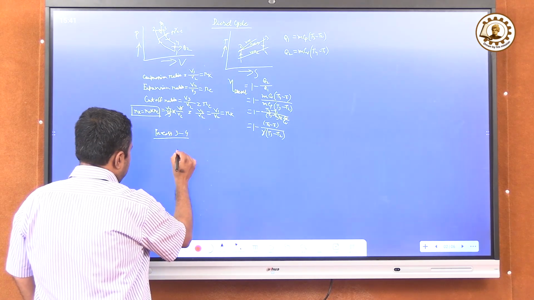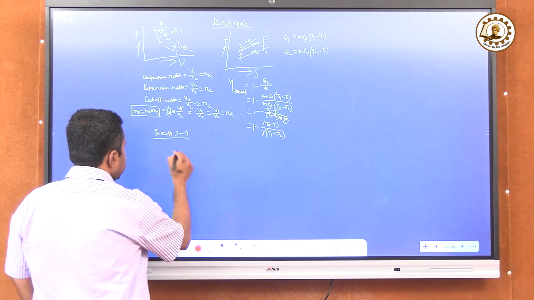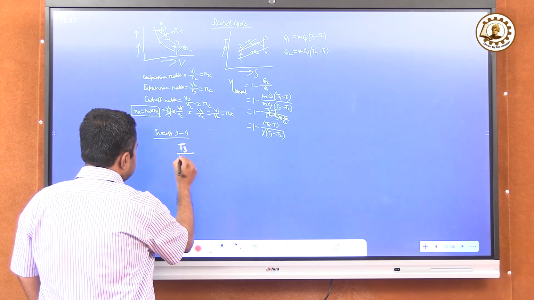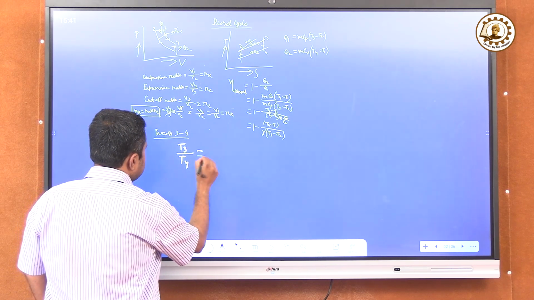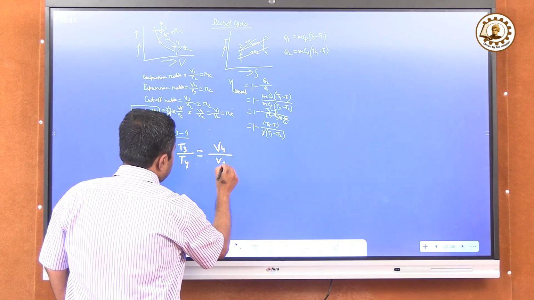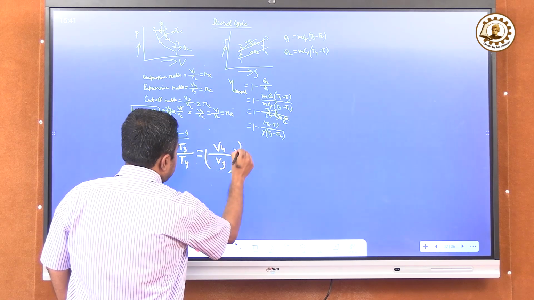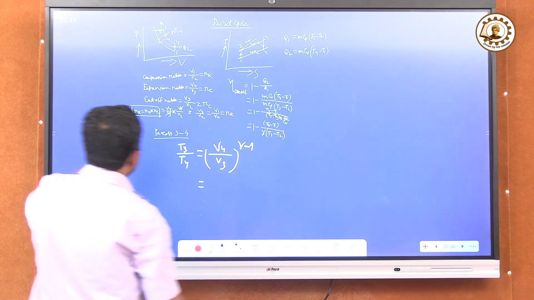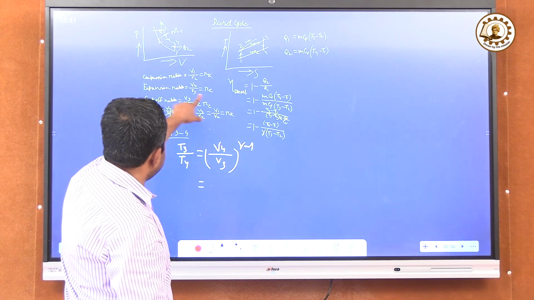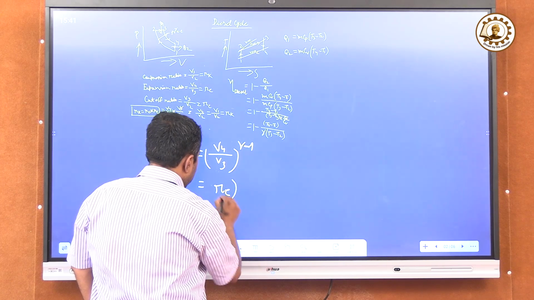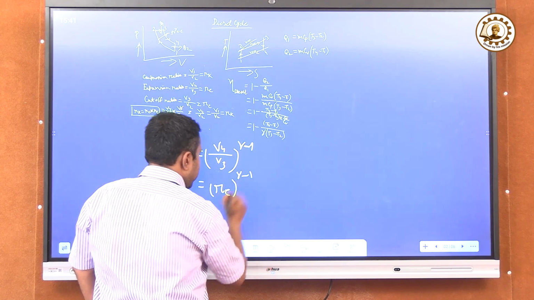As it is an adiabatic process, what will be the relationship between T and V? That means T3 by T4 is nothing but V4 by V3 to the power gamma minus 1. As we know, V4 by V3 is Re, that means the expansion ratio. It is Re to the power gamma minus 1.